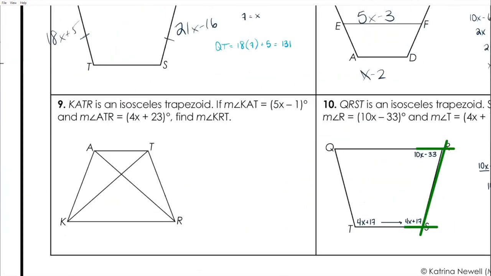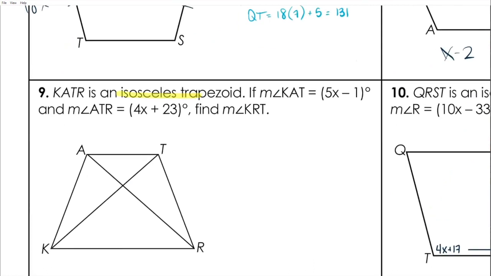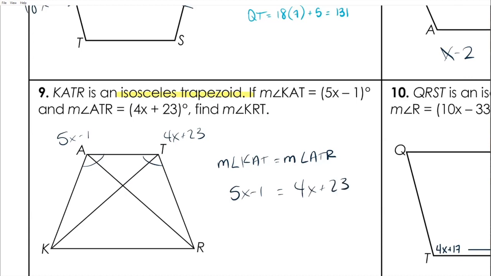Okay. One more question. It tells me, hey, isosceles trapezoid. The measure of angle KAT, that's this guy up here, is 5x minus 1. And then ATR is 4x plus 23. Since this is an isosceles trapezoid, my base angles are in fact congruent. So we can say that KAT is equal to ATR. So 5x minus 1 is 4x plus 23.